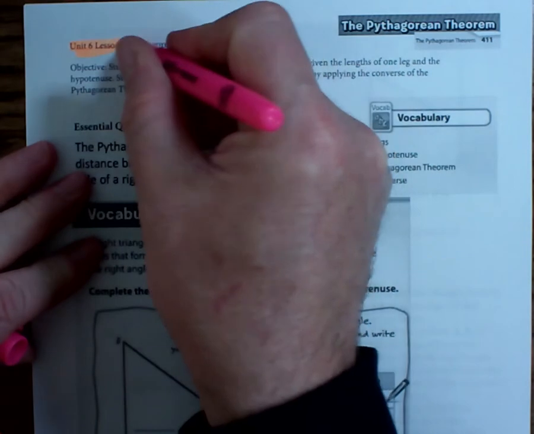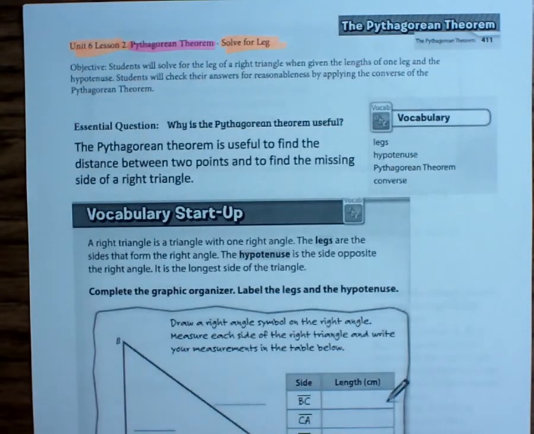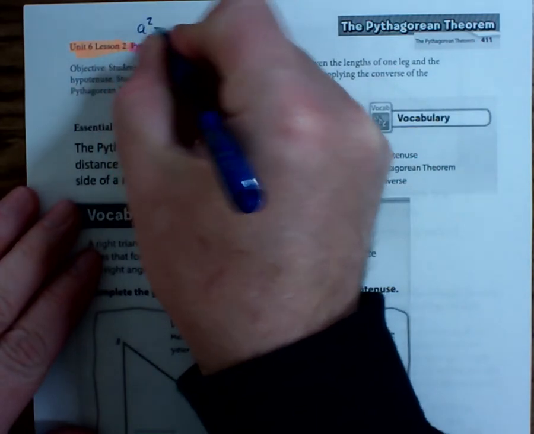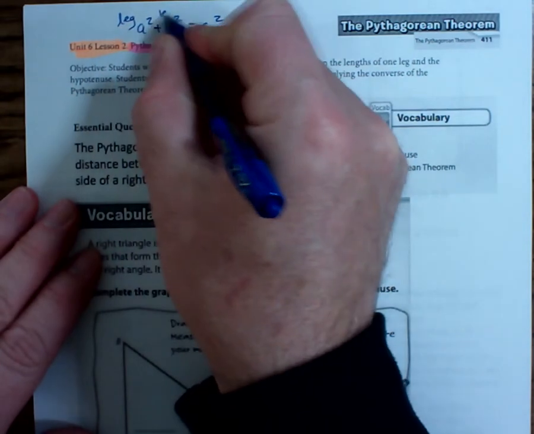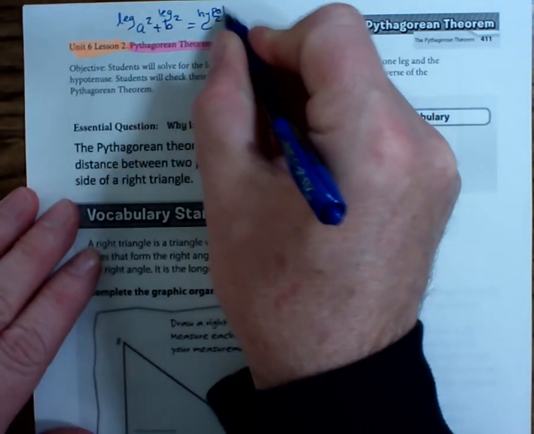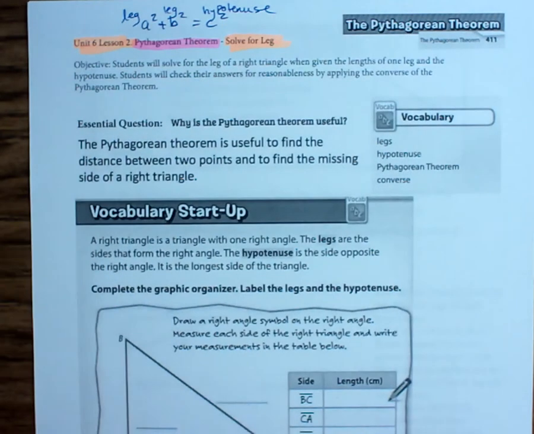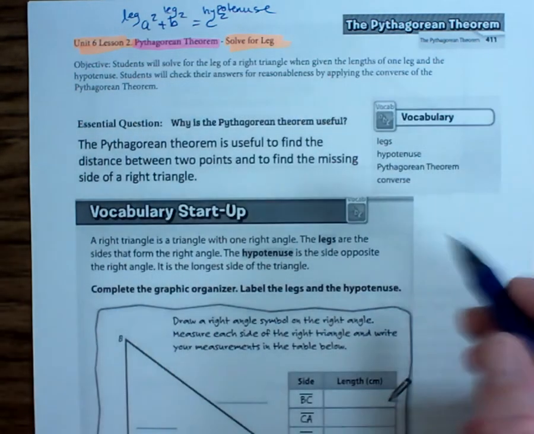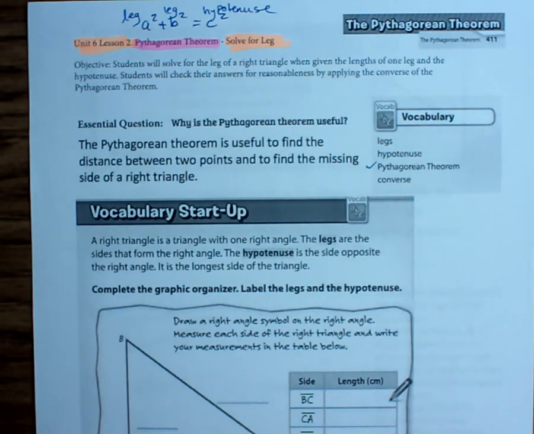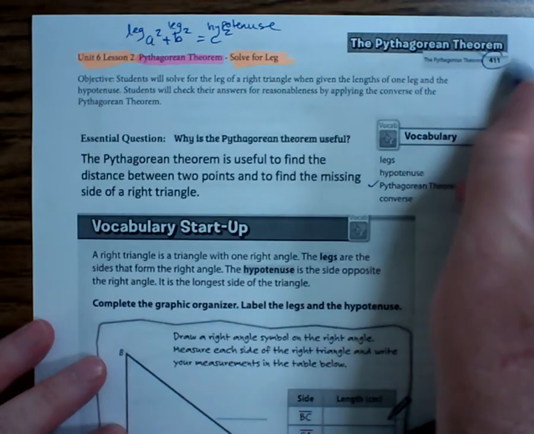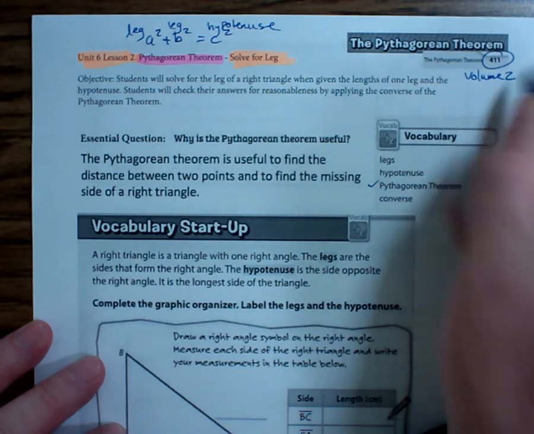What is the Pythagorean Theorem? It is a squared plus b squared equals c squared. This is a leg and a hypotenuse. So that's what A, B, and C are to form the Pythagorean theorem. So you have to find what the hypotenuse is first every time. So that's why we are going to continue to look at this triangle from page 411 in your textbook, volume 2.